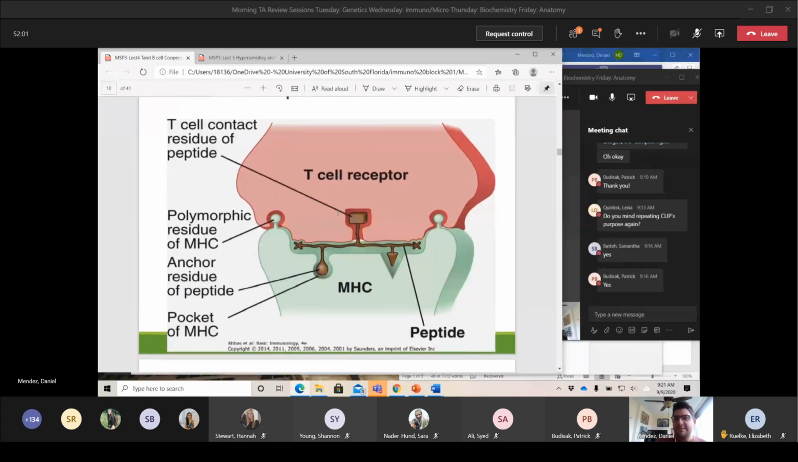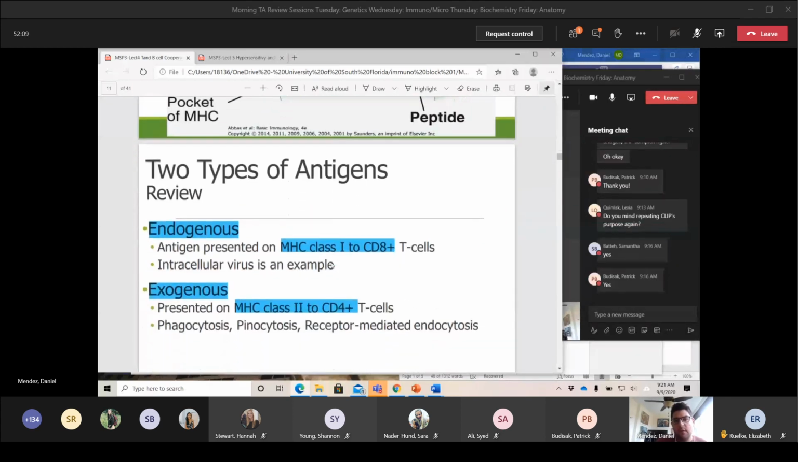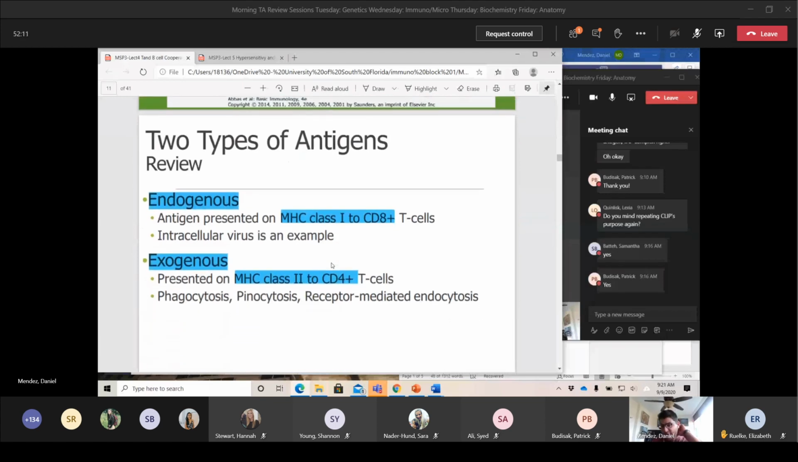We've seen this picture a million times. It is important to know how accurate the presentation has to be and how formal the presentation has to be. So back to our types of antigens. We kind of talked about this on the last lecture a little bit.